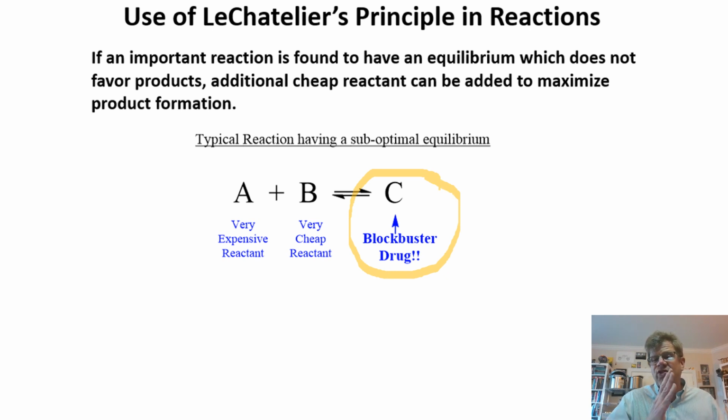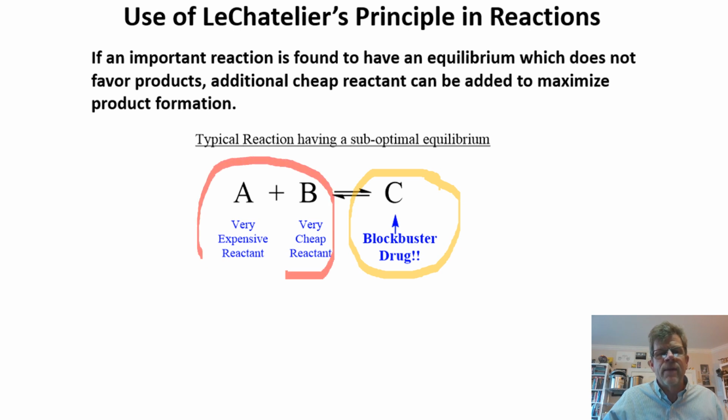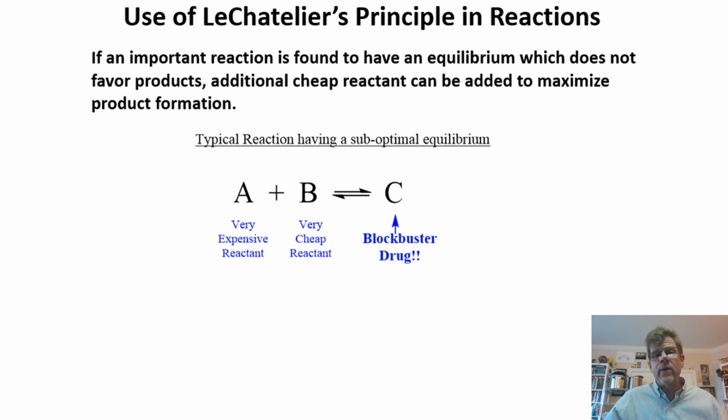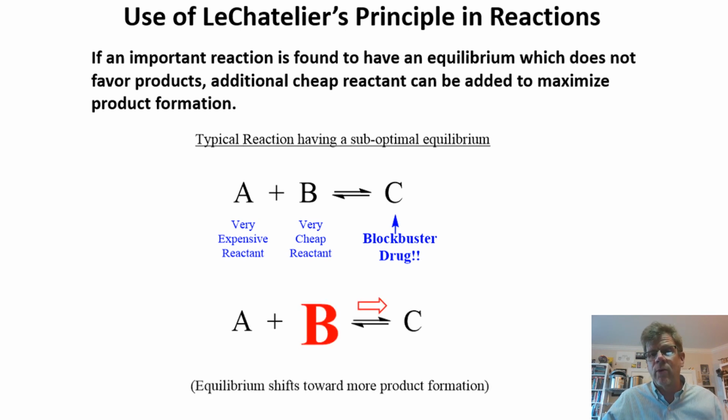What can we do? We're stuck in the middle, where we have appreciable amounts of that blockbuster drug, but we also have appreciable amounts of these reactants left at this very unfavorable equilibrium. Well, why don't we take a whole bunch of this very cheap reactant and swamp that reaction with it? That is going to shift that equilibrium more towards the desired product formation. Essentially, we're going to use up as much of the rest of A as we possibly can, because we keep hammering it with this very cheap reactant, B.